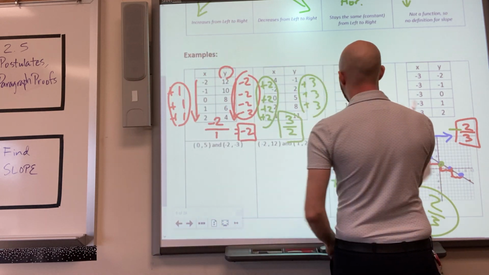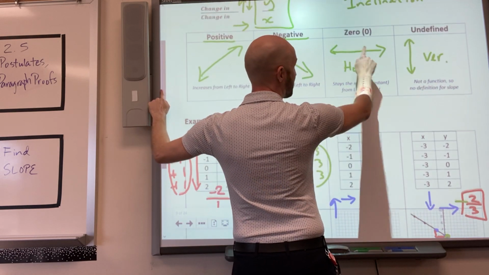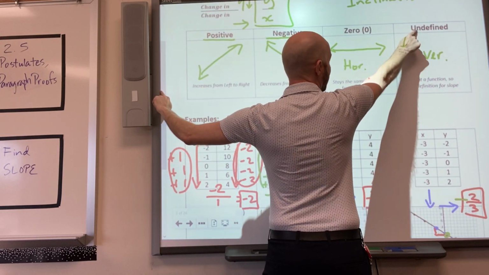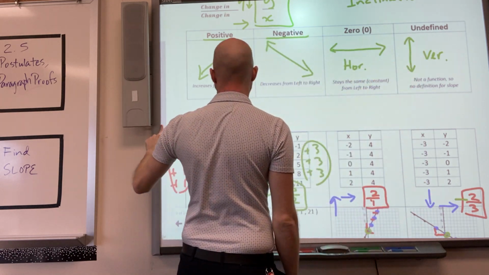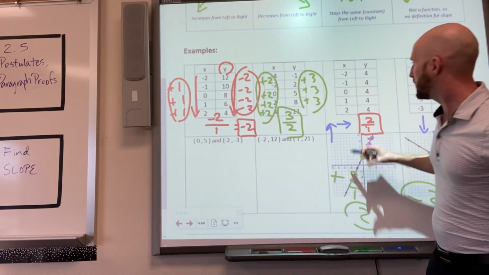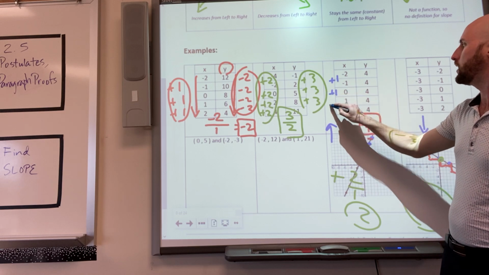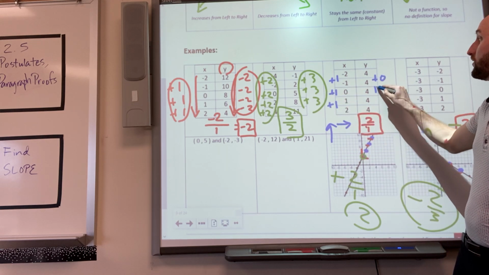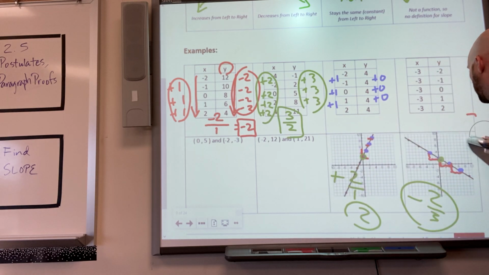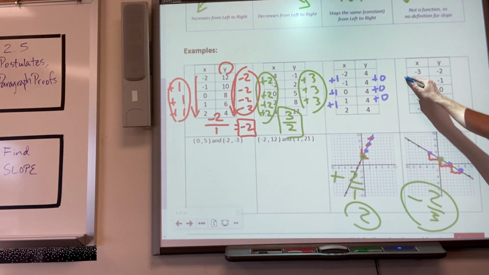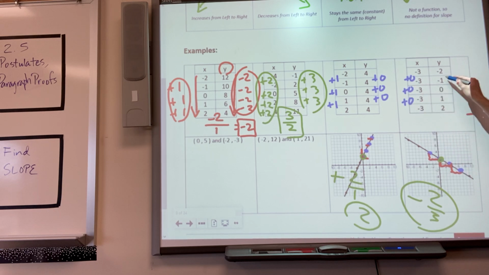The next two are interesting. Los próximos dos son para explicar 0 and undefined. Okay, this is to explain lo que es cero y lo que es indefinido. For right now, here I see plus 1, plus 1, plus 1. Here it's plus 0, plus 0, plus 0. Let me erase this. Here it's plus 0, plus 0, plus 0, plus 1, plus 1, plus 1.